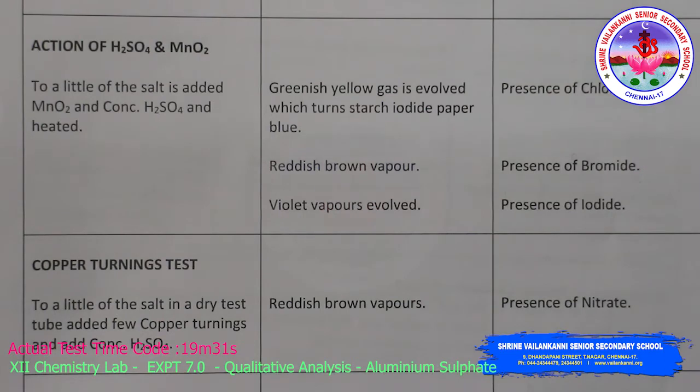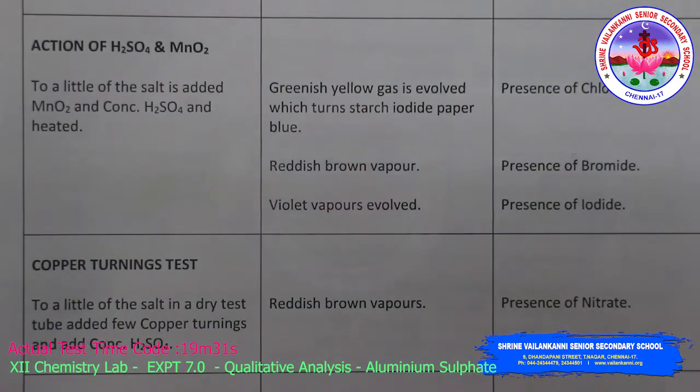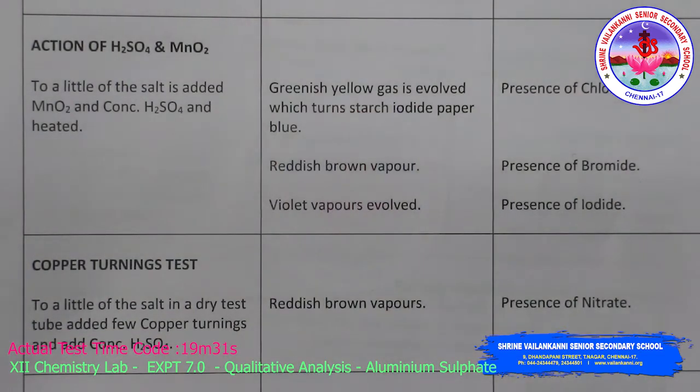If greenish yellow gas is evolved which turns starch iodide paper blue, it indicates the presence of chloride. Reddish brown vapors indicate the presence of bromide. Violet vapors evolved mean the presence of iodide.